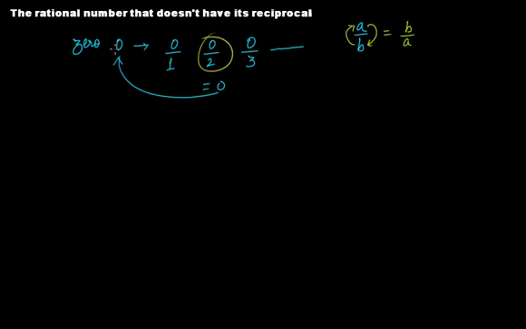Let's choose this one, 0 divided by 2. Now, if I write this number 0 as 0 by 2, then what will be its reciprocal? We have to interchange the position of the denominator and the numerator. This becomes 2 by 0. But we know that this form is actually undefined, because we cannot divide any number by 0. So the rational number 0 doesn't have its reciprocal.